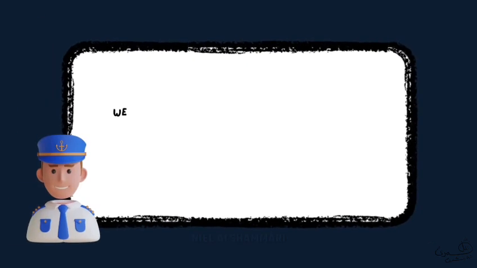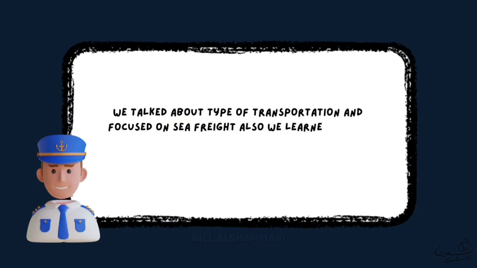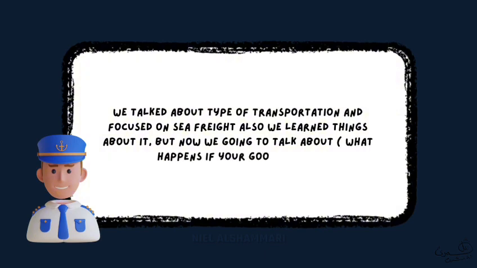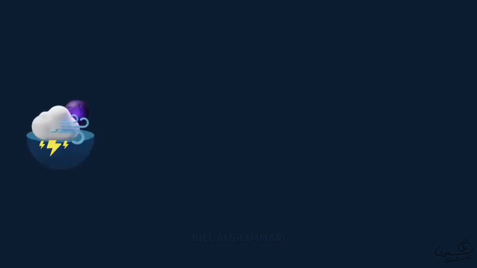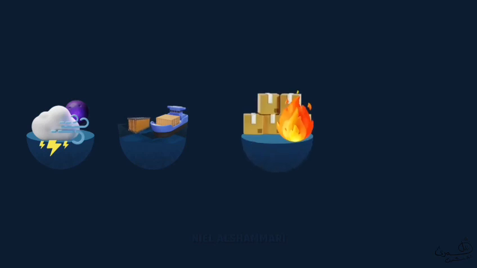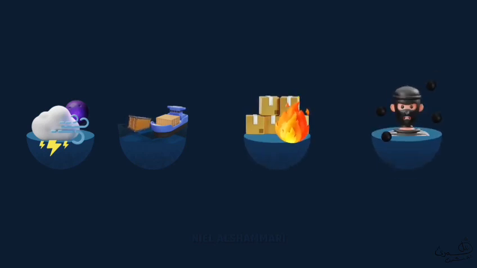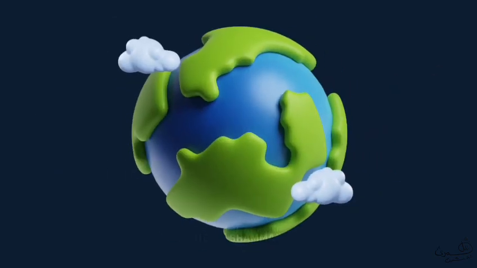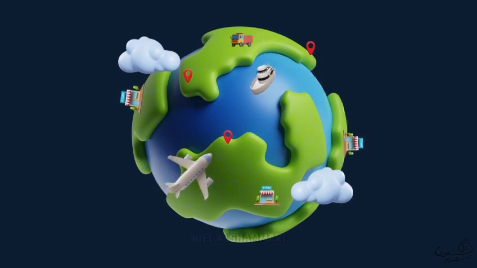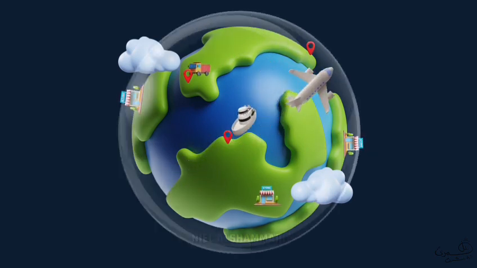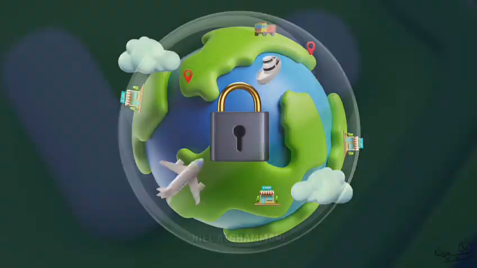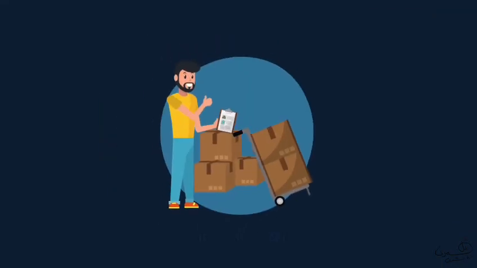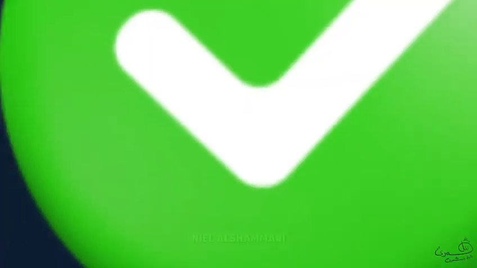We talked about types of transportation and focused on sea freight. Also, we learned things about it. But now we're going to talk about what happens if your goods are lost in extreme weather, maritime accidents, fire, and criminal activity. No matter what the destination, these events can pose a threat to your shipment and add overheads to your business. To handle such situations legally and assist traders in managing the risks, marine insurance is the solution.